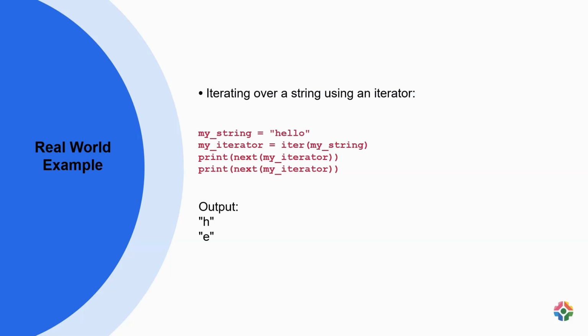Initially, the first call to next(myIterator) will return "h", as it points to the first character in the string. Subsequently, the second call to next(myIterator) will output "e", which represents the following character in the string. This technique is valuable for processing individual elements in a string one at a time, allowing for effective handling of text-based data.